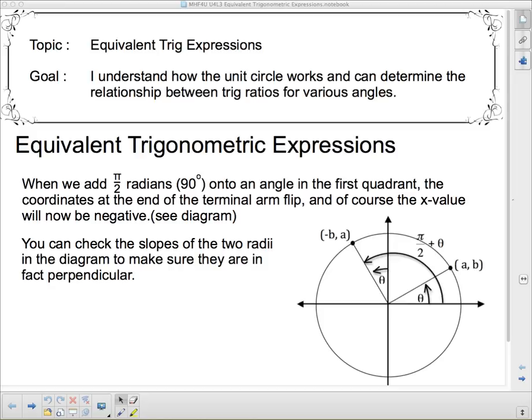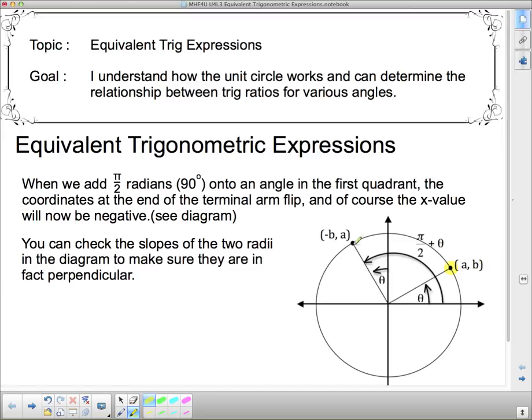So what we're going to do is start with this angle here. So we have this terminal arm. That's what that's called, the terminal arm. And it's rotating through theta here. Now, we are going to let this point right there, let's make it yellow, we're going to let that point right there be the point A, B.